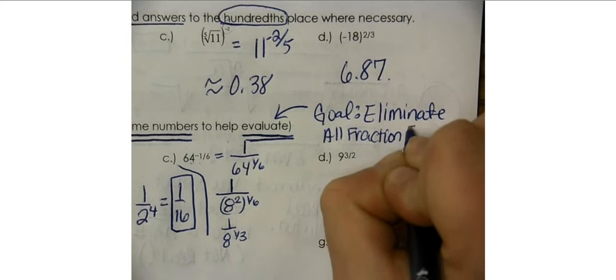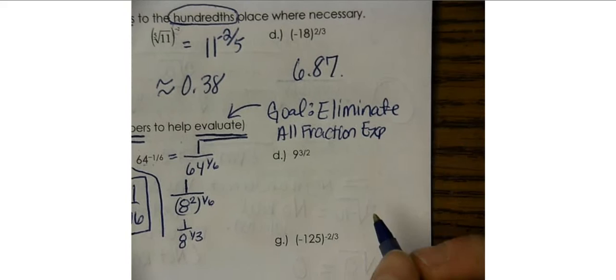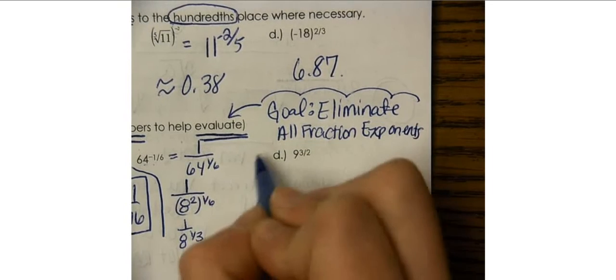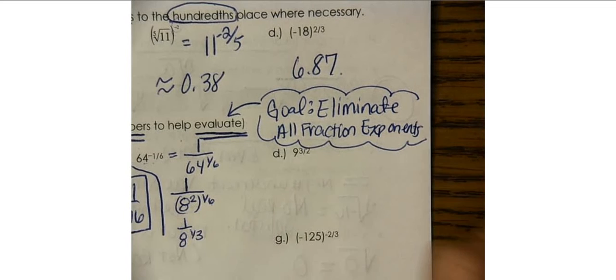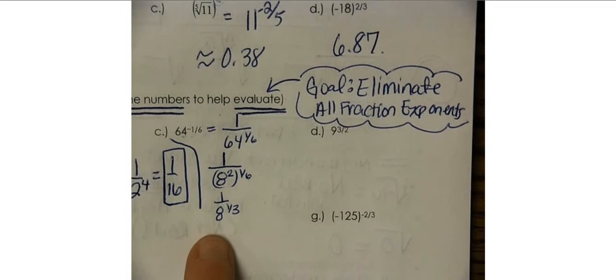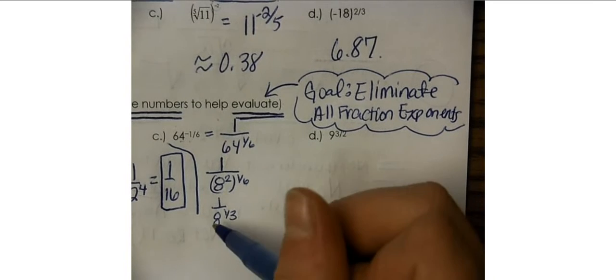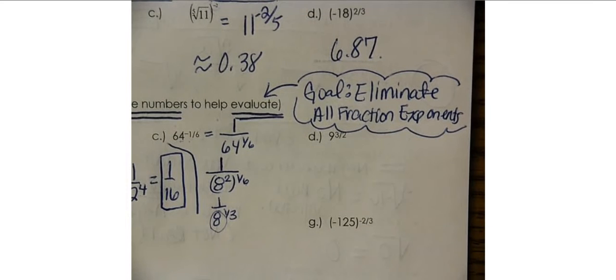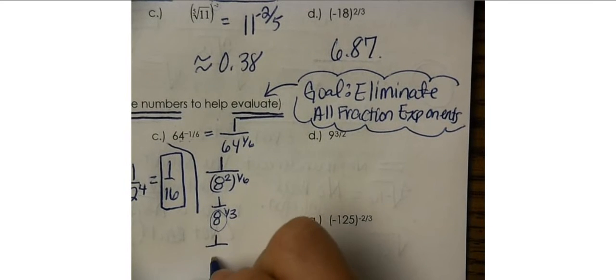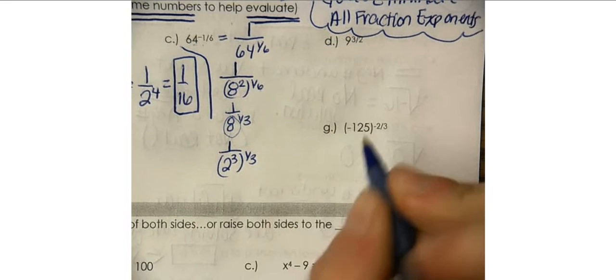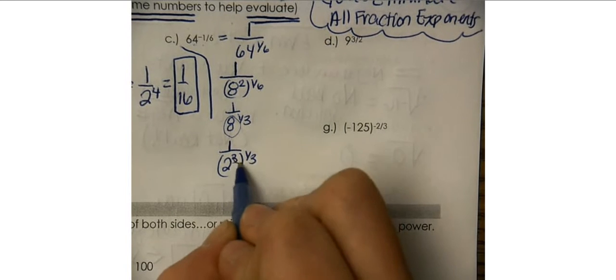Once you've eliminated all of your fraction exponents, you're done. And unfortunately, the number 8 didn't get the job done. It's not going to work for us. So I do know something about the number 8. I know that the number 8 is really 2 cubed. So I can rewrite this as 1 over 2 cubed to the 1/3 power. And the 3's would cancel away, leaving me with 2 to the 1st, or in other words, 1/2.